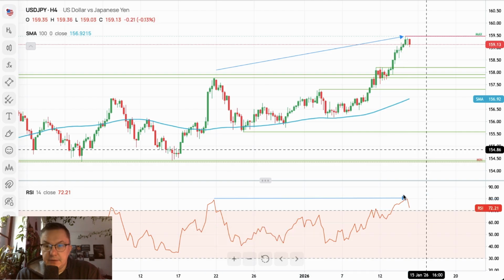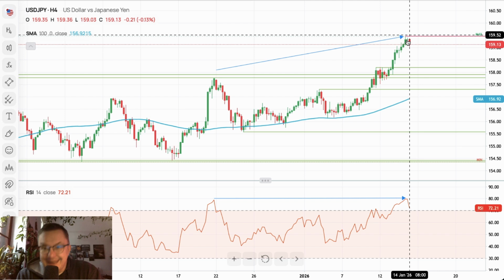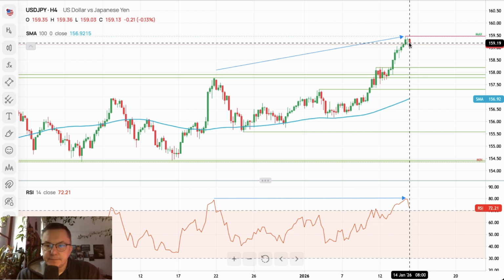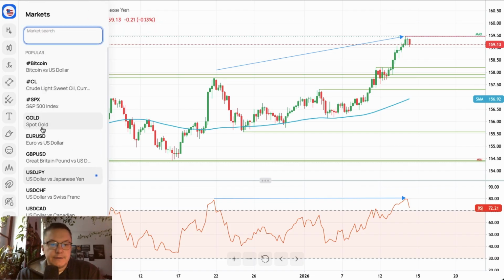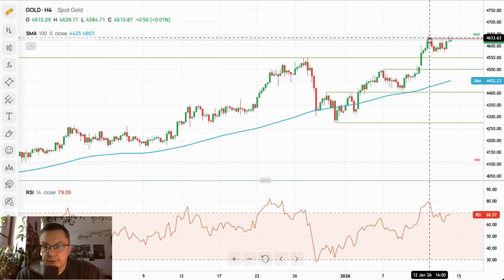So please keep an eye on the current chart. It looks like we might have some kind of a morning star pattern forming here. Nothing 100% confirmed. We are waiting for the development of this situation. Gold is trying to break to another swing high.